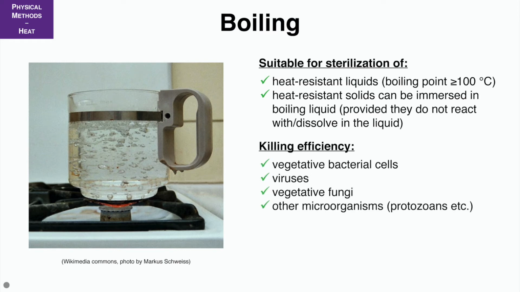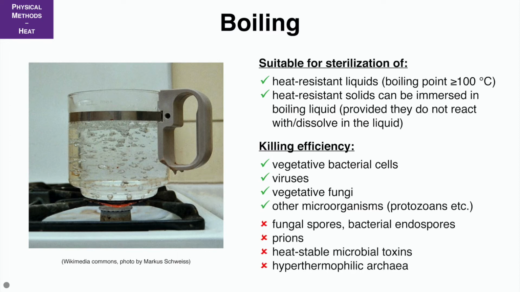Boiling is effective at eliminating vegetative cells of most microorganisms as well as viruses. However, boiling is less effective at eliminating microbial spores as well as non-cellular, undesirable biological agents such as prions and microbial toxins. Boiling will also not be effective at eliminating hyperthermophilic archaea, although this group of microorganisms is rarely a concern for most applications.